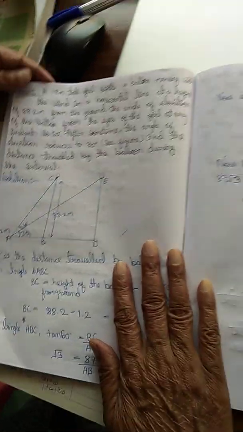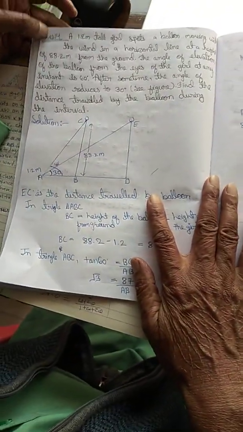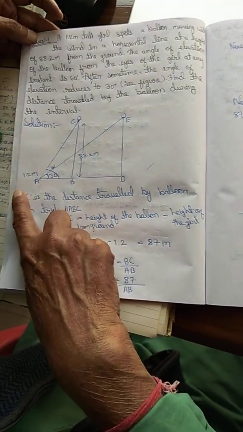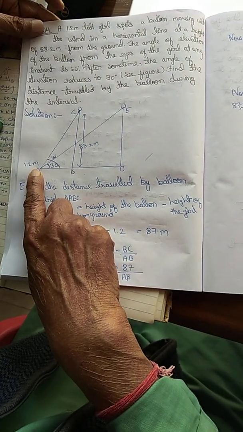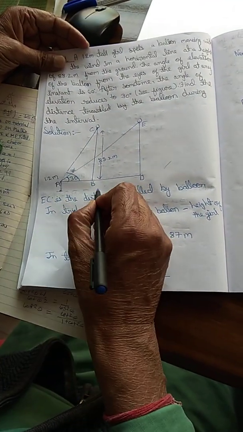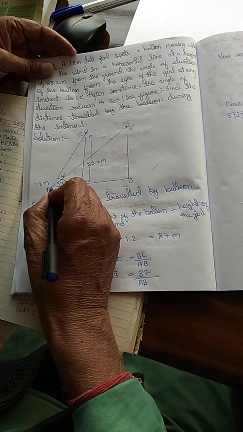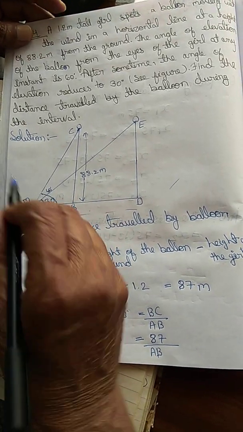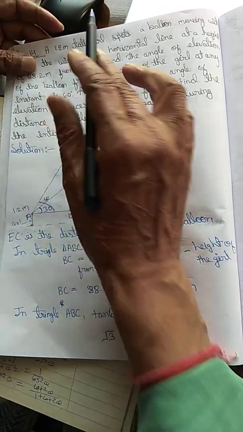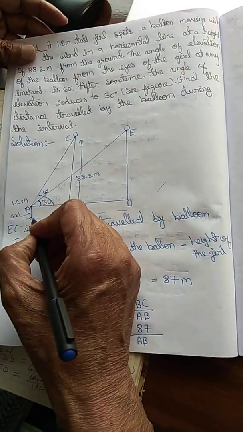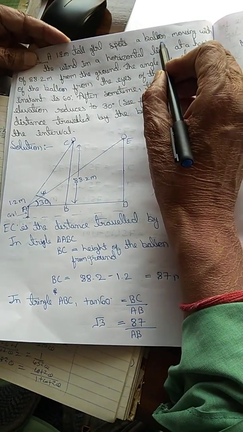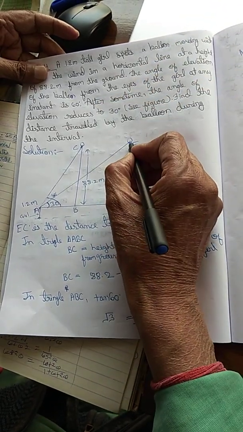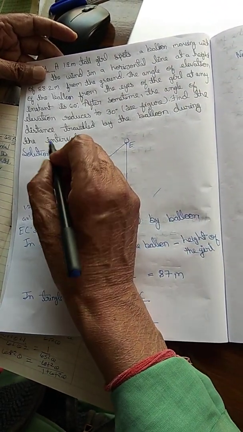Question 14. A 1.2 meter tall girl, this is the height of the girl. This is the girl, spotting a balloon moving with the wind in a horizontal direction. This is the balloon moving in a horizontal direction at this side.